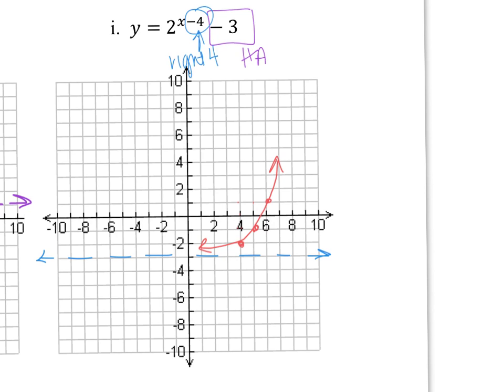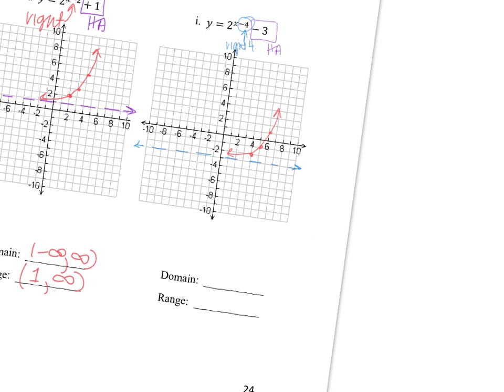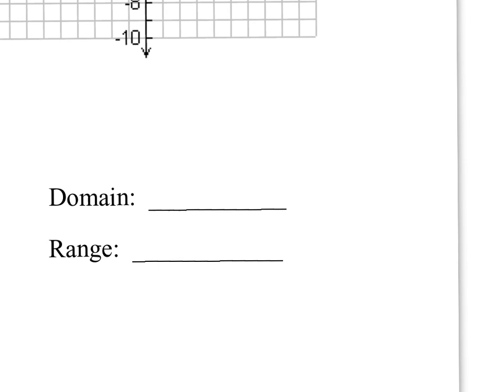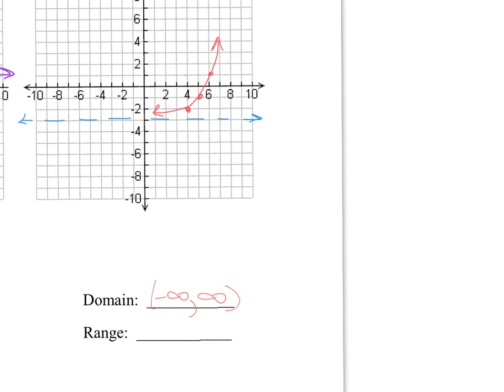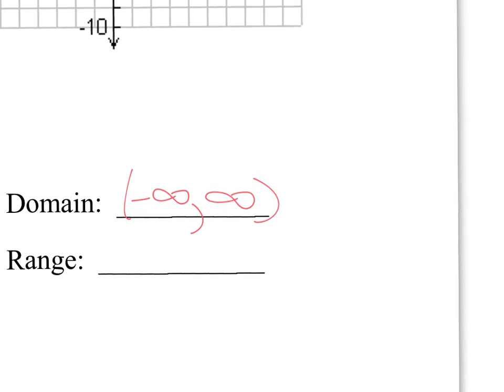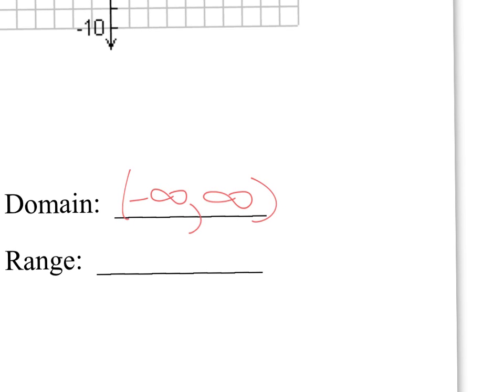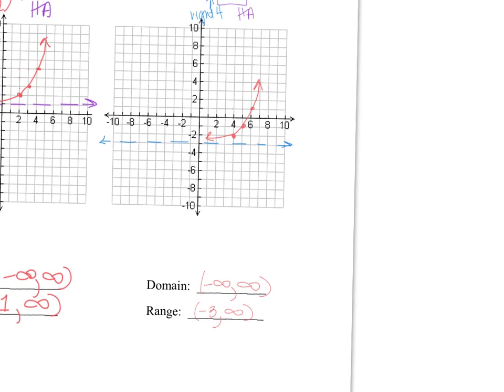So let's just write our domain and range. Our domain is copy and paste. It is -infinity to infinity. And then when we are looking at our range, well, what's my k value? It is -3 and it is growth. So it means I'm starting with my k value. So I'm going to go from -3 to positive infinity, and that is my range.